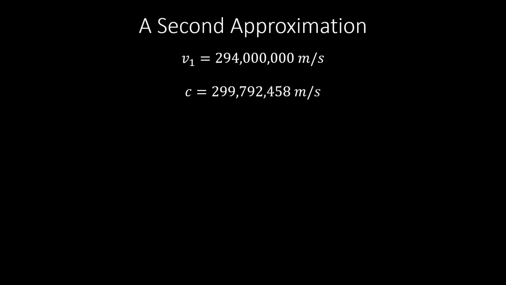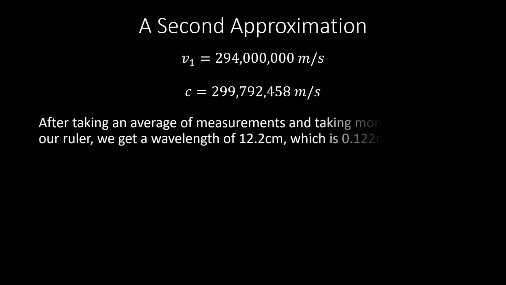Let's try a second approximation with a more accurate measurement. With velocity 1, we got 294 million meters per second, when the true velocity should be 299,792,458 meters per second exactly. So after taking an average of measurements and taking more time with our roller, we get a wavelength of 12.2 centimeters, a little bit more precise, and that's 0.122 meters.